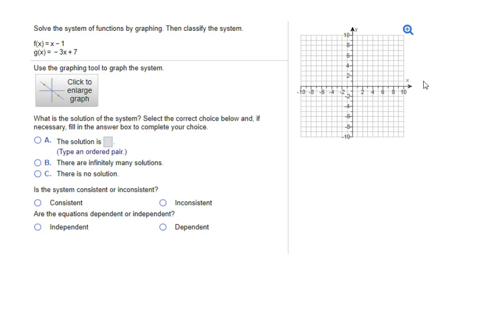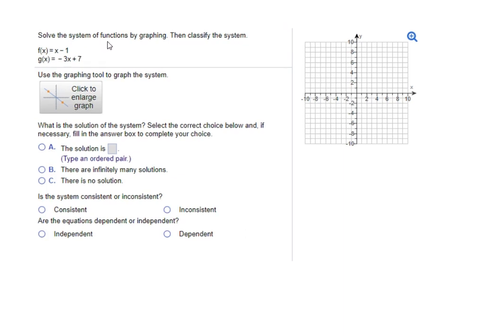This problem says, solve the system of functions by graphing, then classify each system. So we have two equations here, and the function notation is really a little bit unnecessary. They introduced function notation in chapter 2, and then they feel like they need to shoehorn it in wherever they can find a spot. But really, these are just y variables. So let's just think of these two equations as y.